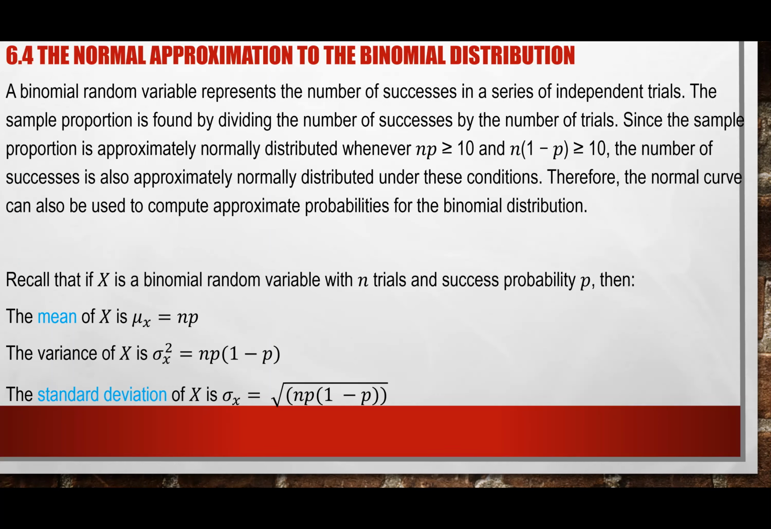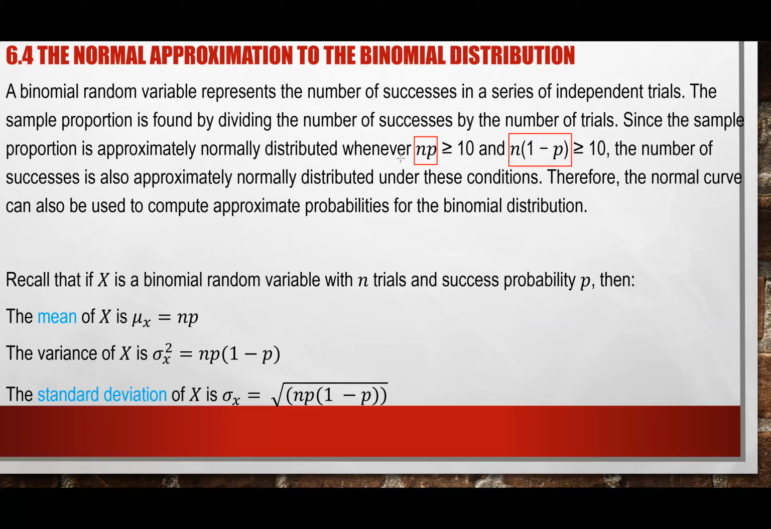But before we can perform it, we have to do some testing. We have to make sure that it fits our condition. So what is the condition here? Well, you have to take n times p, and that number has to be bigger than or equal to 10. And the second item is n times 1 minus p, that number has to be bigger than or equal to 10 also.